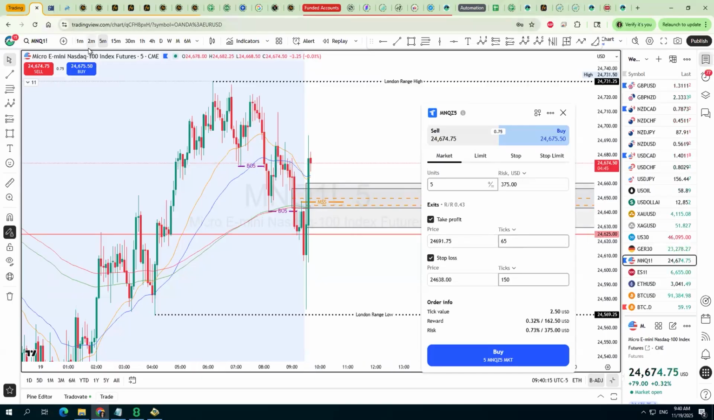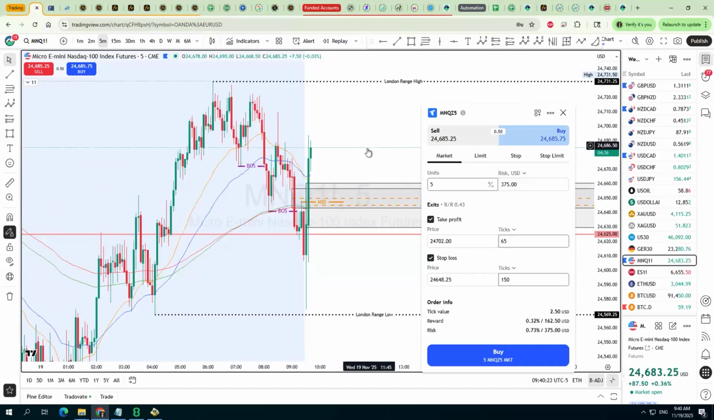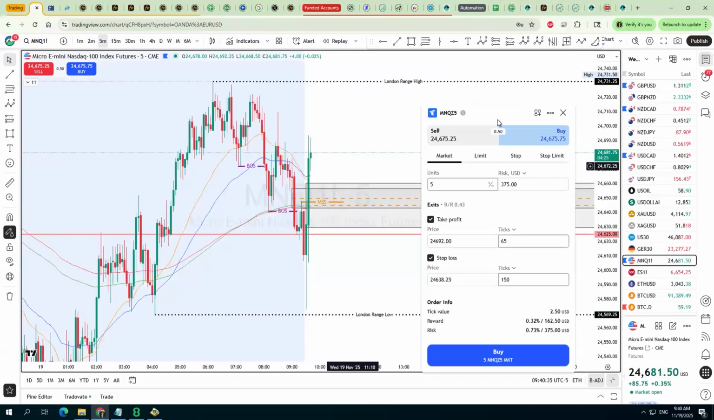Let's go to the 2 minute to see what it looks like. Yeah, this has got to be pushing. I'd like to see a little bit of a pullback, but I don't know if we're going to get it. I think that was all we got, that little pullback right there. Okay, so how much have I made so far? Almost $600. Looks like it's going to be my last trade right here for me today.